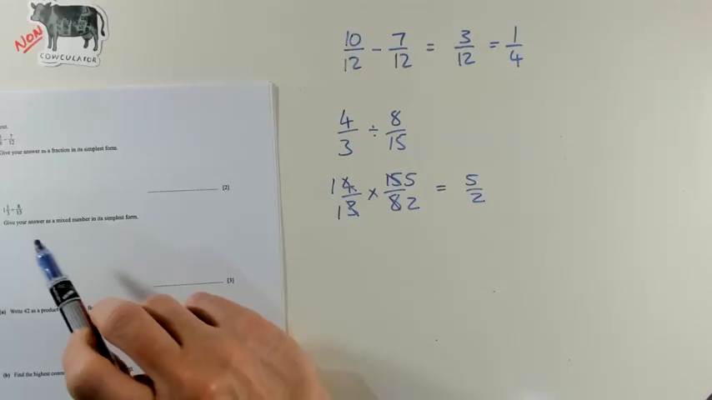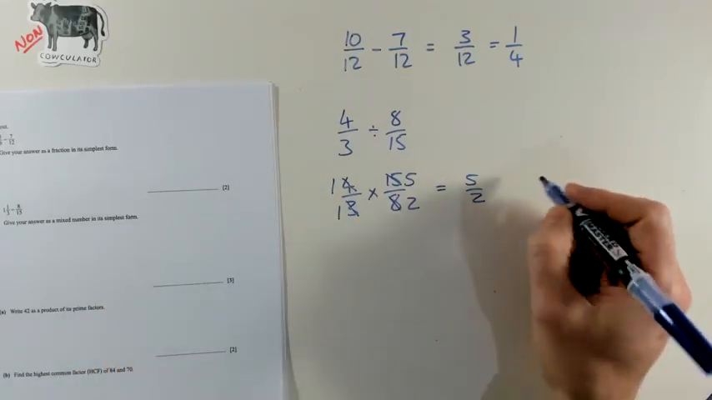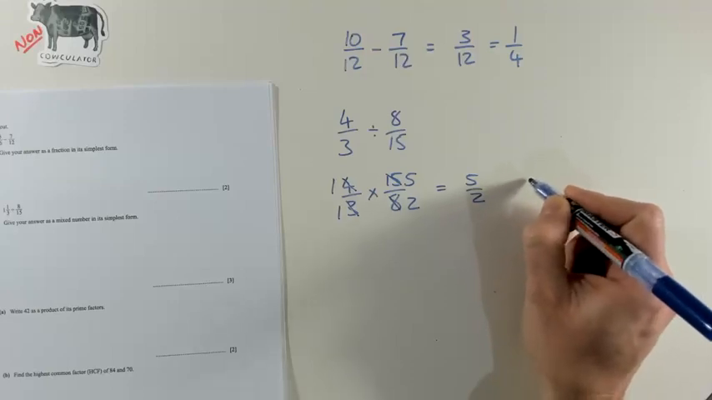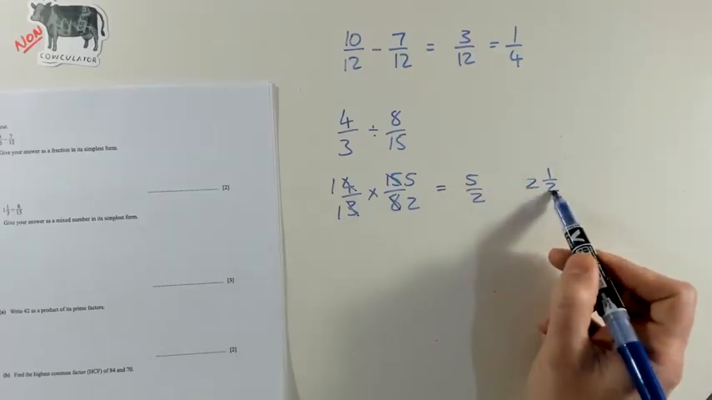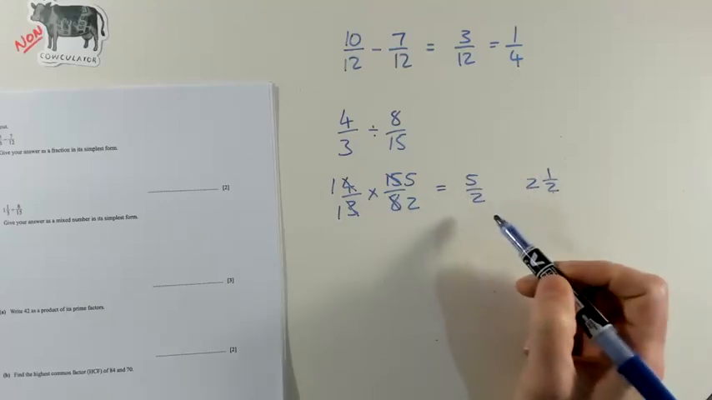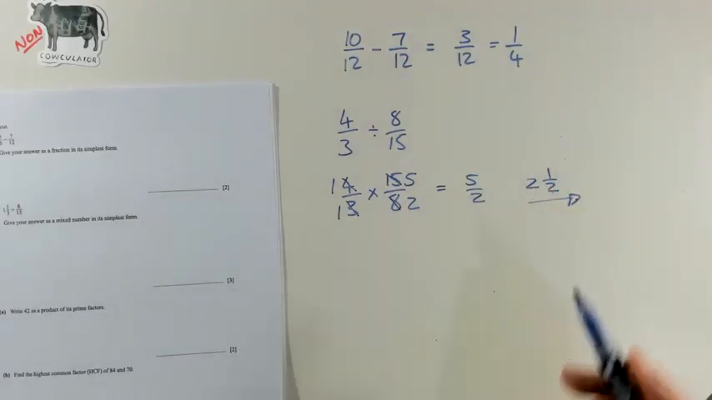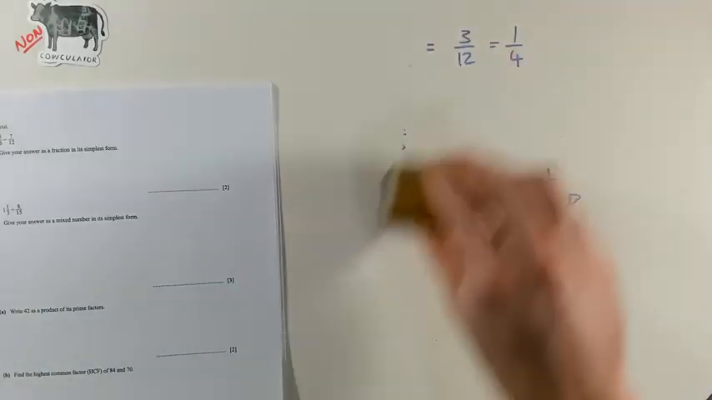And I just want to read the instructions. Give your answer as a mixed number in its simplest form. So 5 over 2, that's going to be 2.5 basically. So 2 and a half. Just double check: 2 times 2 is 4, plus 1 is 5, and 5 over 2 is in simplest form. Okay, so both are in simplest form, 1/4 and 2 and a half. That was it, fairly simple. Definitely know how to do those.